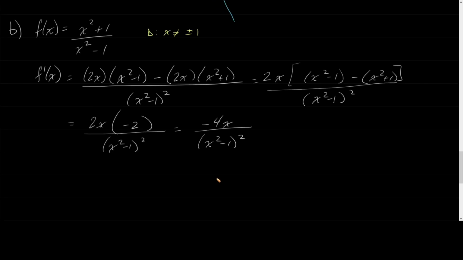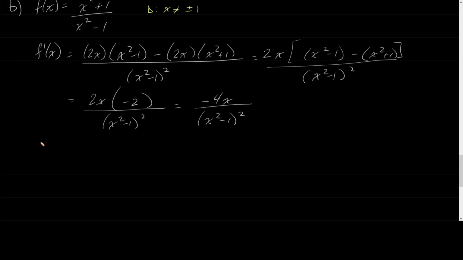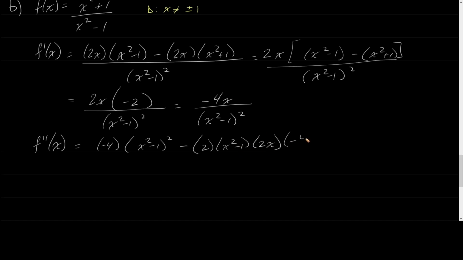I need to find the second derivative. So here we go. I need to find the derivative of the first derivative. The derivative of the top, negative 4, times the bottom, x squared minus 1 squared, minus the derivative of the bottom, 2 times x squared minus 1 times 2x, right, by the chain rule, times the top, negative 4x, all over the bottom squared.